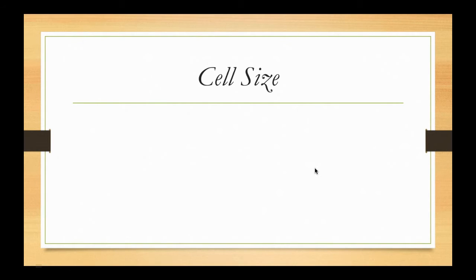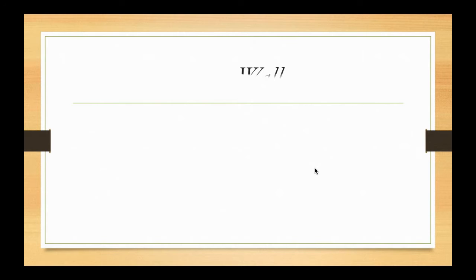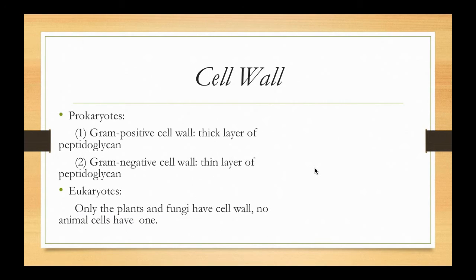So let's talk about these two things in cell size. Prokaryotes are 0.2 to 2 micrometers in diameter, and eukaryotes are 10 to 100 micrometers in diameter. So relatively speaking, eukaryotes are way bigger than prokaryotes. And cell wall. Prokaryotes do have a cell wall. They have two types. First one is a gram-positive cell wall, which has a thick layer of peptidoglycan, and the second one is a gram-negative cell wall, which has a very thin layer of peptidoglycan. Peptidoglycan is a basic component of cell wall that is composed of sugar-based polymers and amino acids. Eukaryotes do have a cell wall, but only plants and fungi have one.